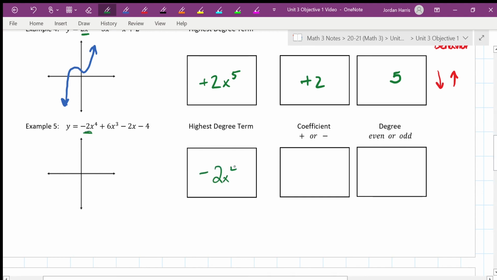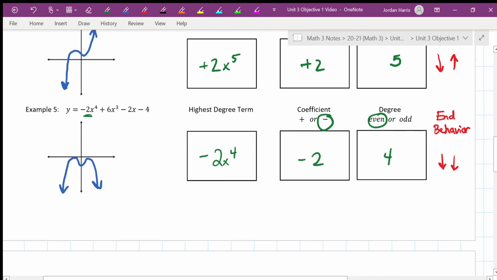negative 2x to the fourth. So it's a negative 2 with a 4. So it's a negative coefficient with an even degree. And this time when we do the graph, you kind of get something like this. Once again, a real rough sketch. And I get my end behavior, which is down, down, right? My ends are both going down. Left side is down, right side is down.